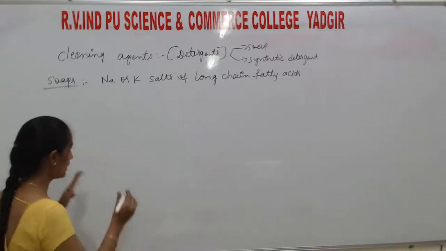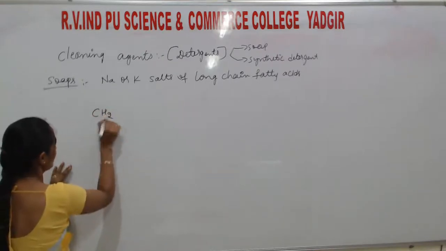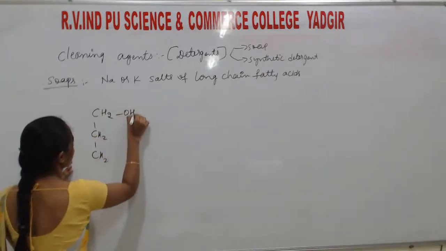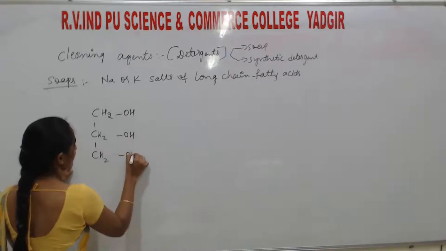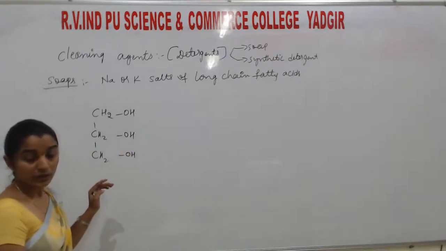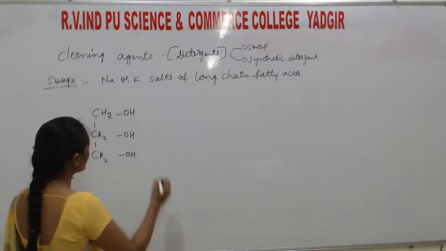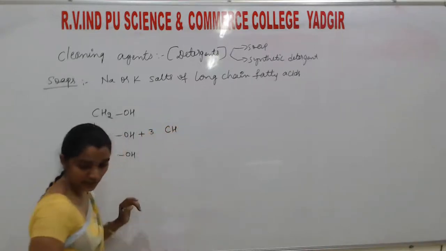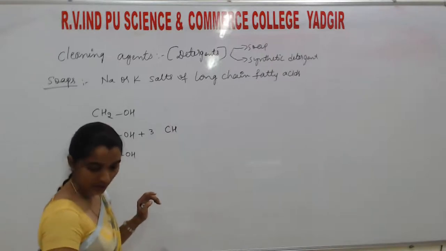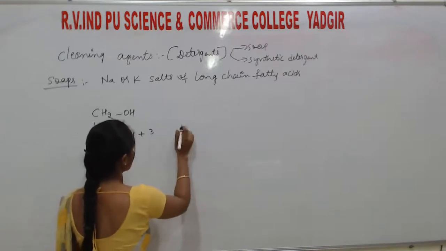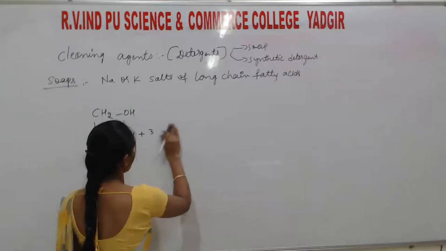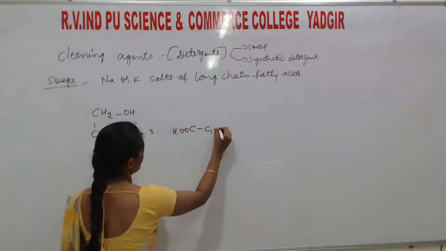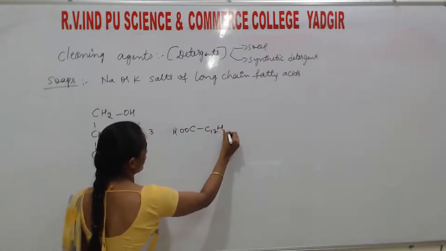Okay, initially assume here it is a glycerol. When this glycerol combines with three molecules of stearic acid, that means C17H35, C17H35.